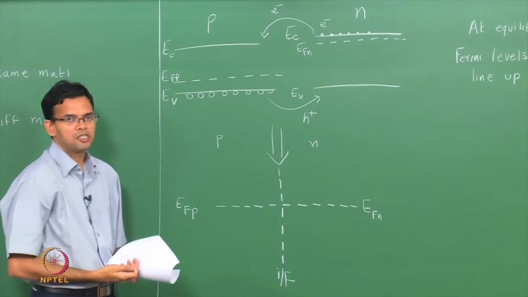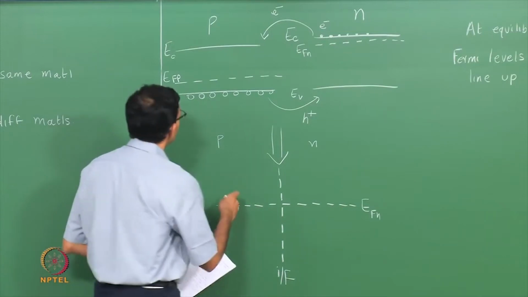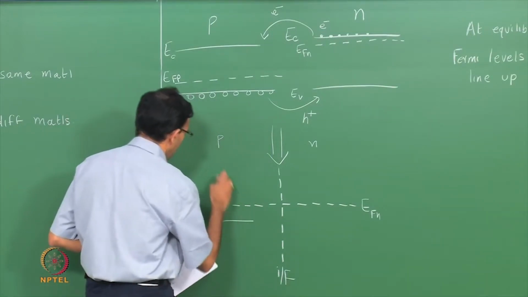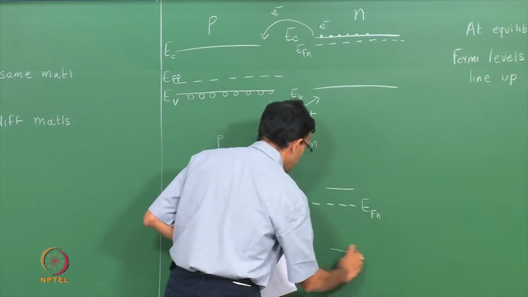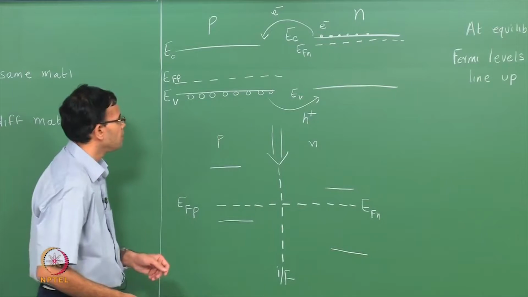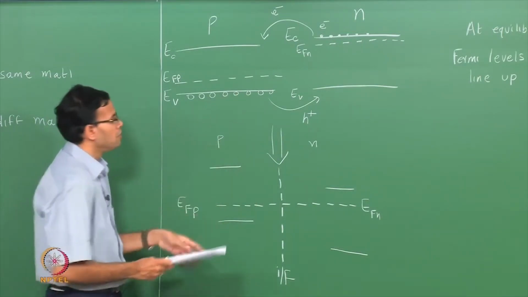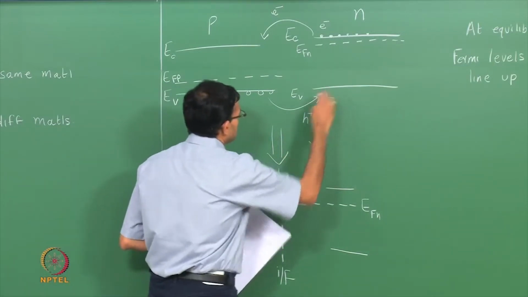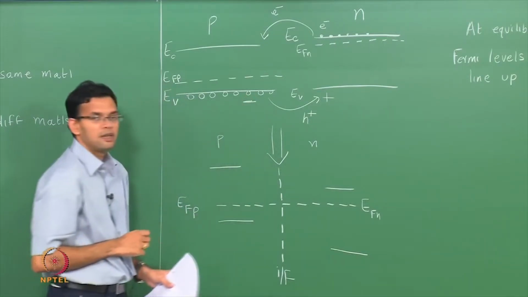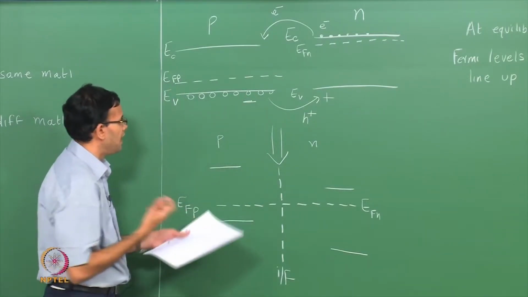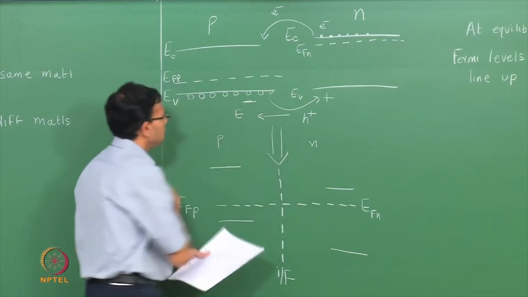Far away from the junction, the material behaves as a P or an N type. So, far away from the junction, I have a P and I have an N. Now, we said that electrons move from N to P, so that we have a net positive charge on the N side and a net negative charge on the P side, which means there is an electric field. The electric field goes from positive to negative.